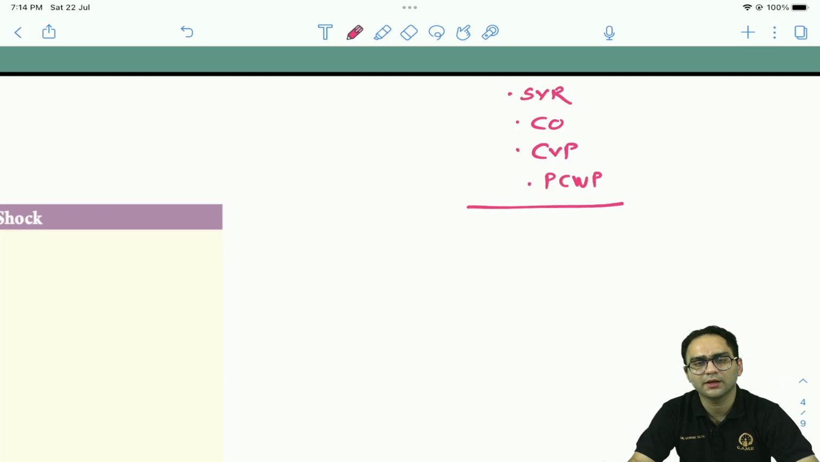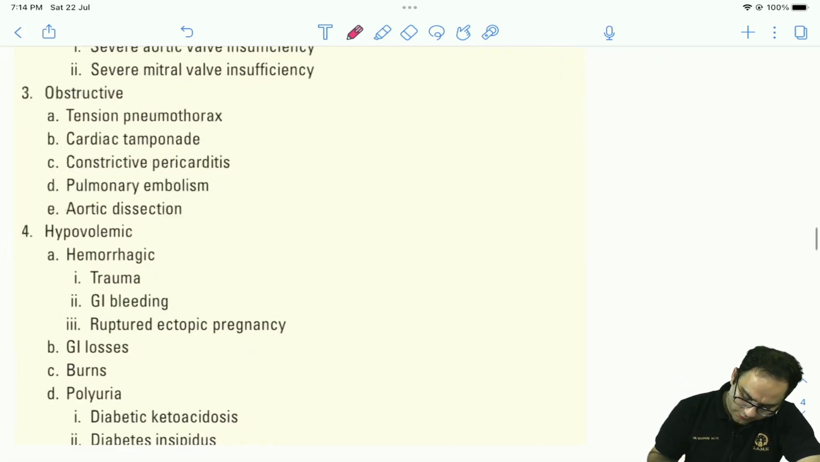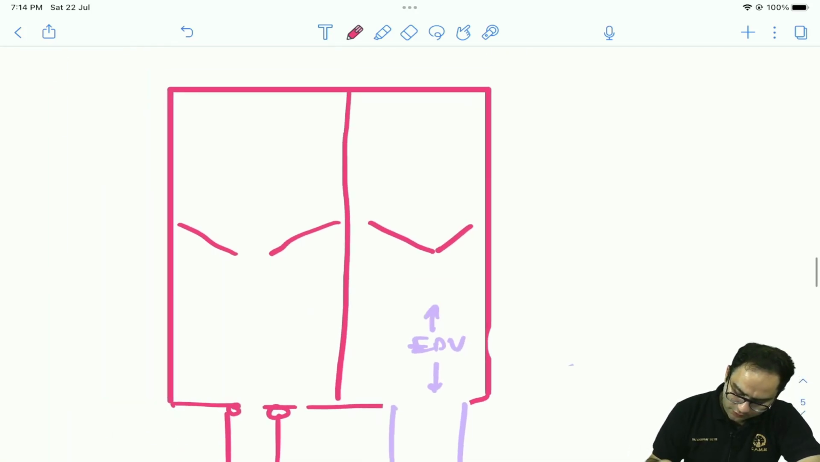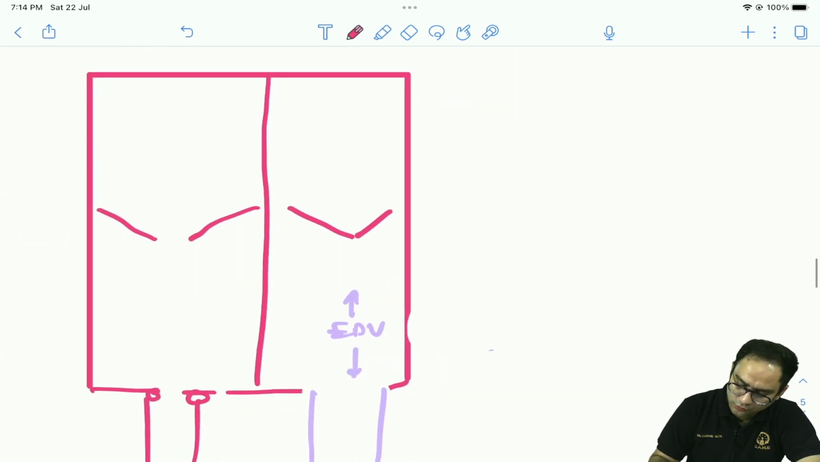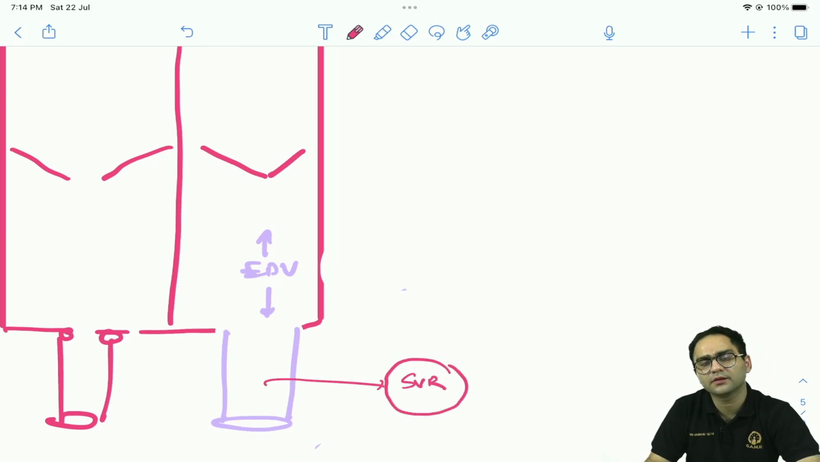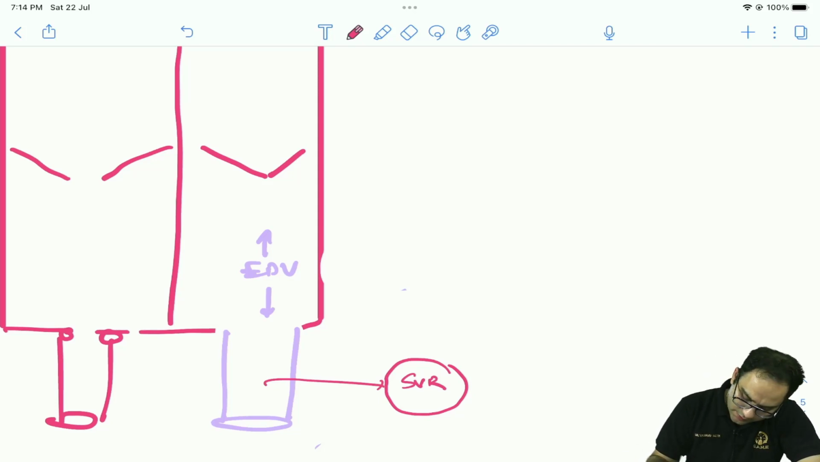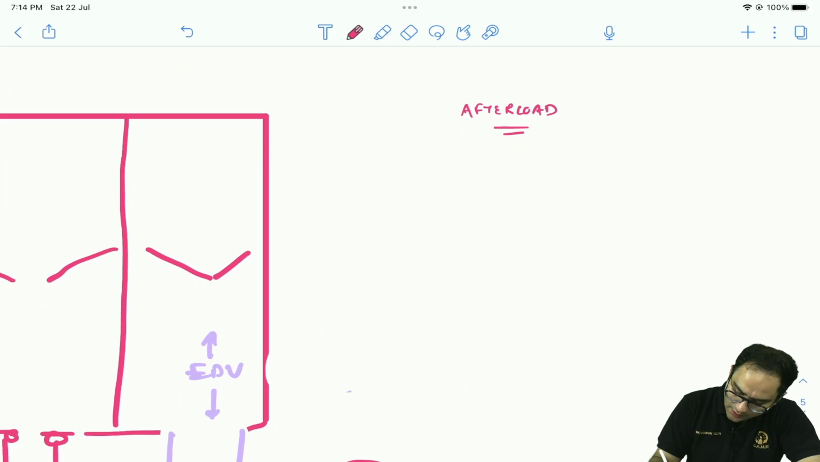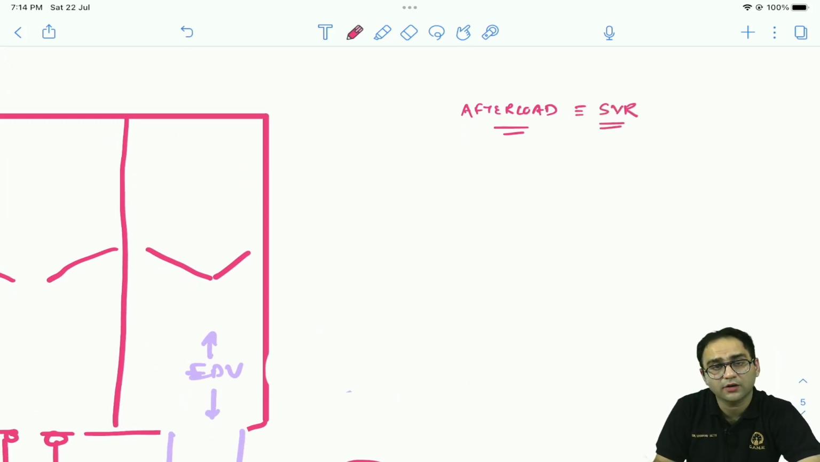So if you go through this diagram, there are two things. One is the afterload. Basically, afterload means the systemic vascular resistance, the resistance or blood pressure that is being offered by the blood vessels, right? Systemic vascular resistance is kind of synonymous with the afterload.